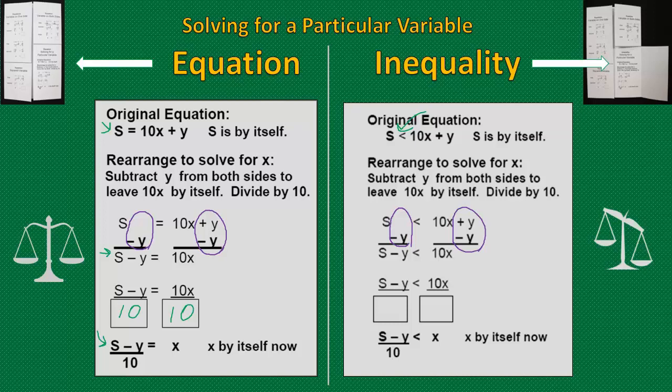Think of the multiplication as being more closely tied together. So now we are left with s minus y is less than 10x. And in order to get the x by itself, we need to divide by 10. Since we're doing that on the right side, we also need to do it on the left side. And that leaves us with our final answer of s minus y divided by 10 is less than x. And since x is by itself now, we have solved for the particular variable of x.